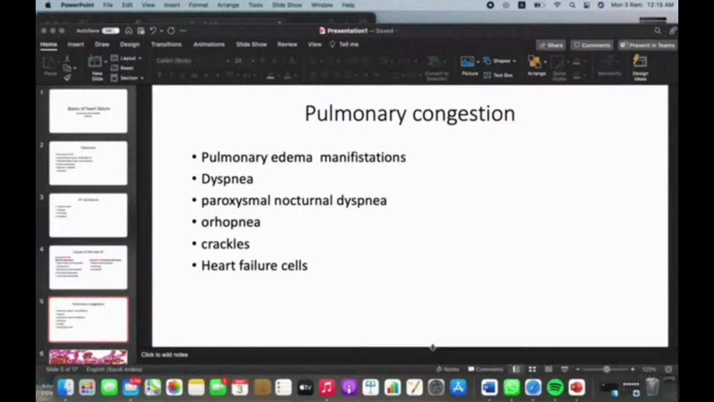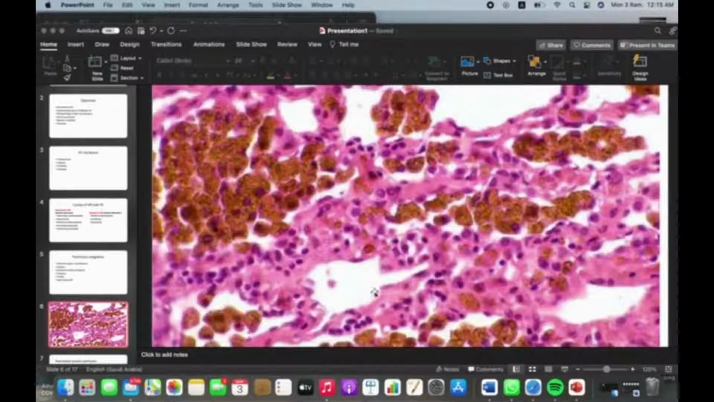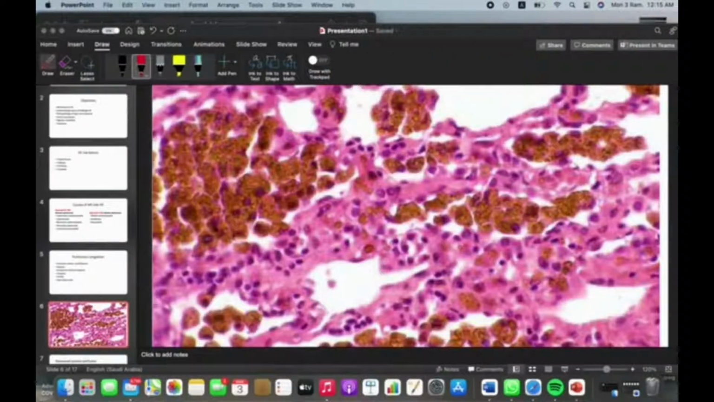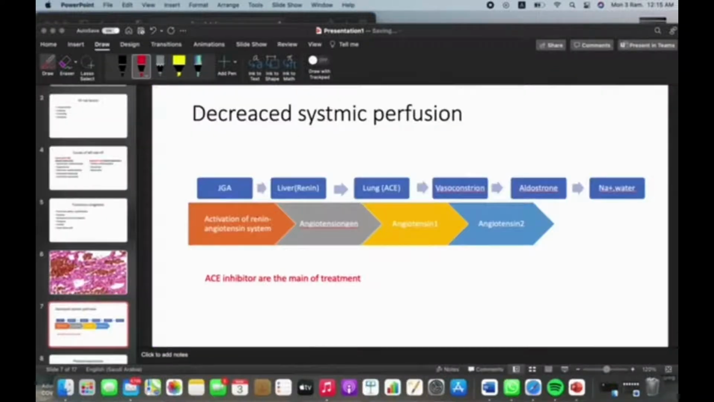The heart failure cells appear when the microvascular system of the pulmonary system is ruptured and the blood leaks into the alveolar air sac. This is the heart failure cells. As you can see, this is the alveolar air sac, and these are the blood cells consumed by macrophages of the lung. Another manifestation is decreased systemic perfusion.